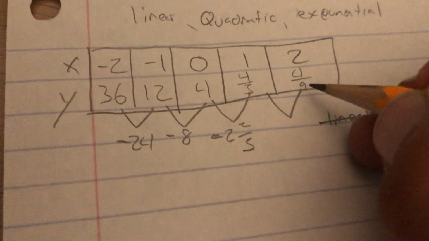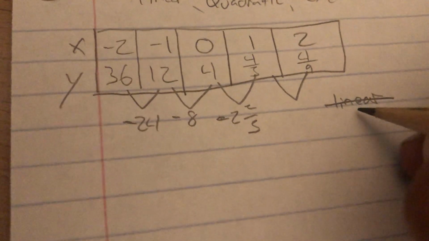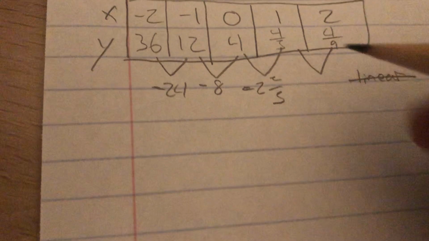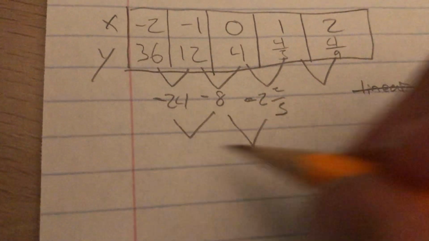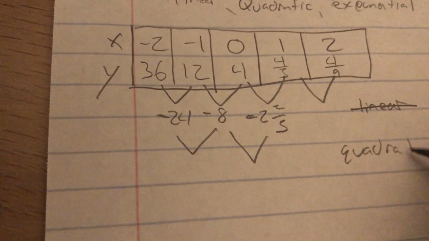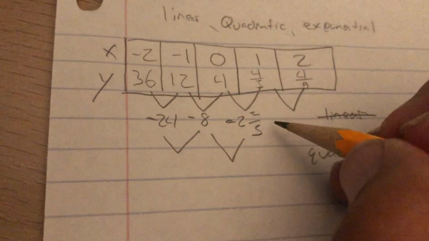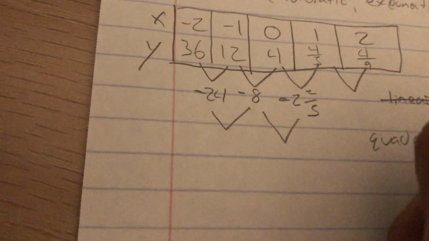And then this is 4 over 9. So these are not the same already. So I know it's not linear, so I'm not going to keep on going. Then I'm going to check if these are the same. If these are the same, then it's going to be quadratic. Okay? Got a little lazy here, but I have enough numbers. If these are the same, we'll keep checking the other one.